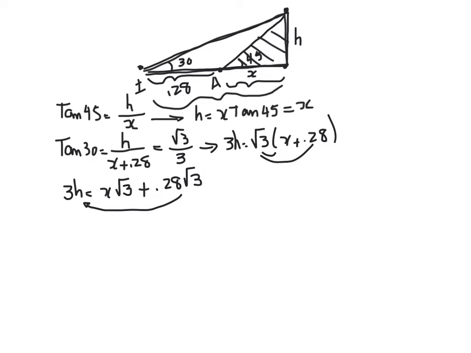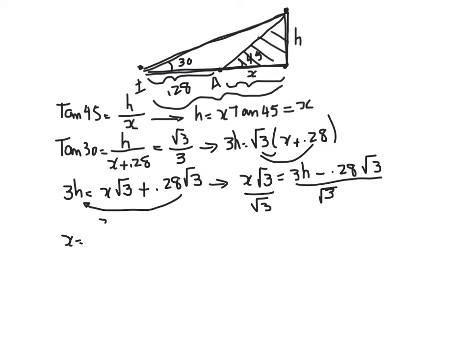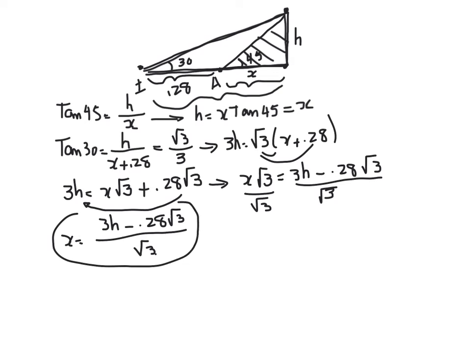I move this to the left, I get x square root of 3 is equal to 3h minus 0.28 square root of 3. Then divide everything by square root of 3. I get x is equal to 3h minus 0.28 square root of 3 over square root of 3. So this is my x from this equation, and also I have x from this equation.